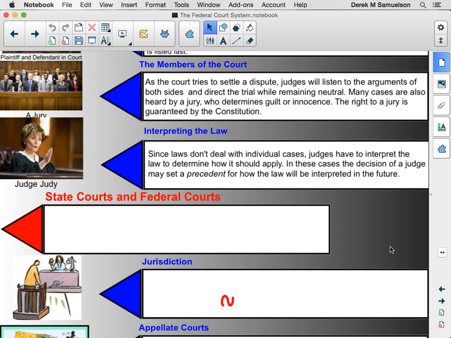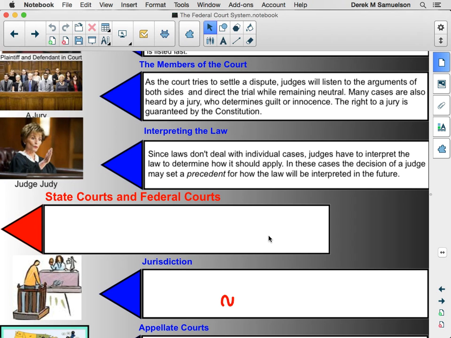Now, in these cases, the decision of a judge may set a precedent for how the law would be interpreted in the future. So judges can look back and say, well, 2 years ago there was a case very similar to this. This was how it was decided. And therefore, I'm going to begin with that frame in mind. This has already been decided. This was already a similar case. Why is this one different? The judge may ask the lawyers. And that's how we establish precedent, and that's how we make court cases in the future a little less complex than they were the first time around.